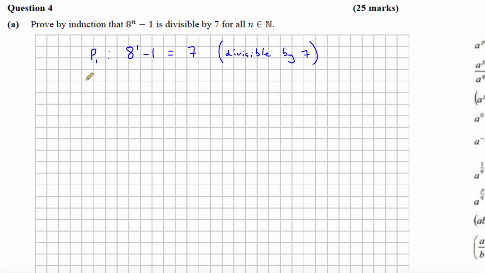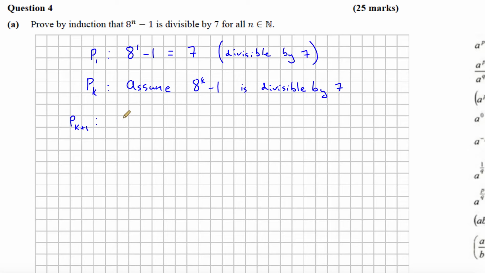So now we're going to look at the case for k. Okay, so we're going to assume that it's true for k. So we're going to assume that 8 to the power of k minus 1 is divisible by 7. Okay, so now we're going to look at the case for k plus 1.